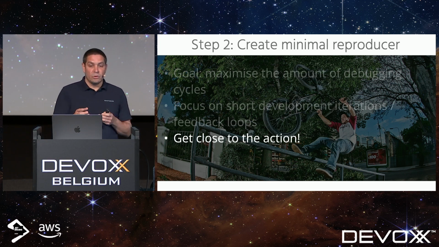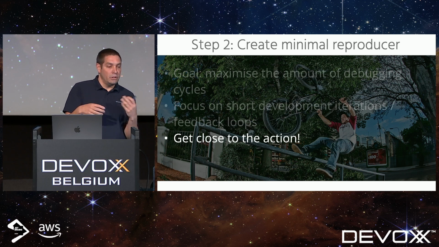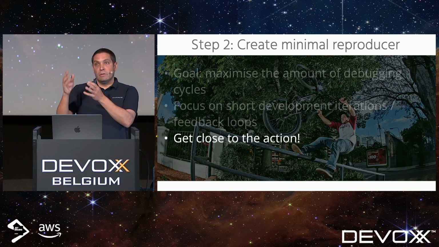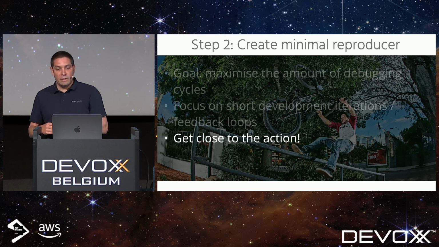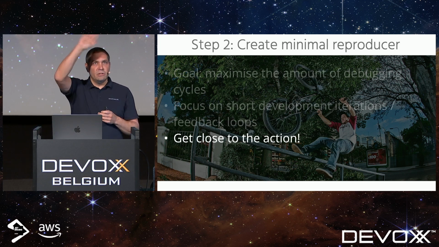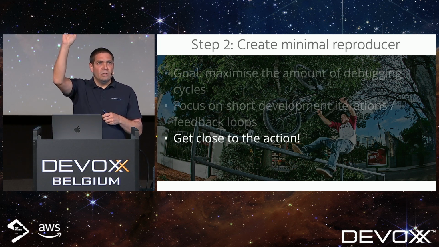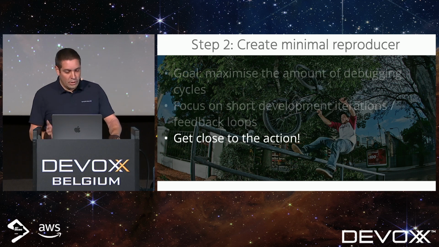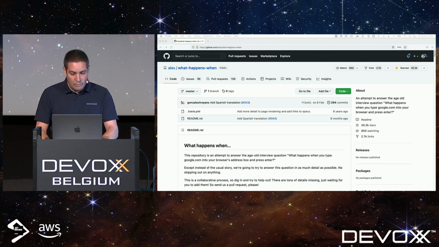Getting close to the action may also mean that you need to be close to the target machine, for example, by jumping there over an SSH tunnel. Who knows about SSH tunneling? Oh, that's about half of you. Okay, so then for half of you, this is going to be boring. For the other half, let's do a quick demo.